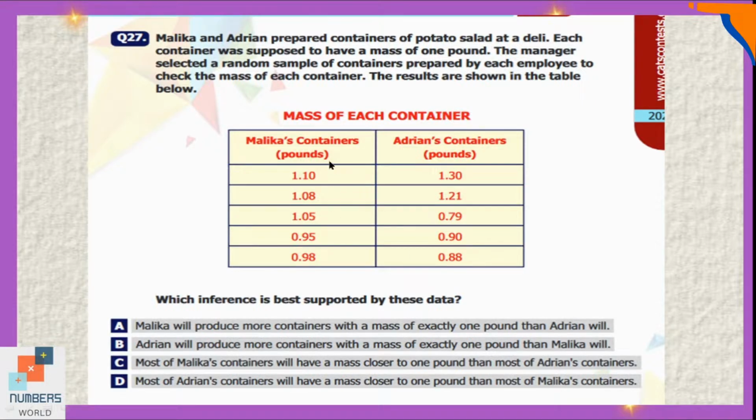So if we look at the data, there is no container with a mass of exactly 1 pound. So options A and B are already rejected. Let's read option C. Most of Malika's containers will have a mass closer to 1 pound than most of Adrian's containers. If we look at Malika's data, there are 3 containers with a mass closer to 1 pound, whereas there are only 2 containers in Adrian's data with a mass closer to 1 pound. So option C is the correct one.